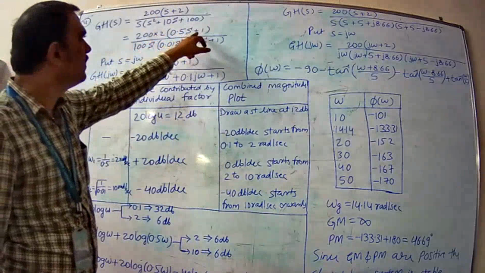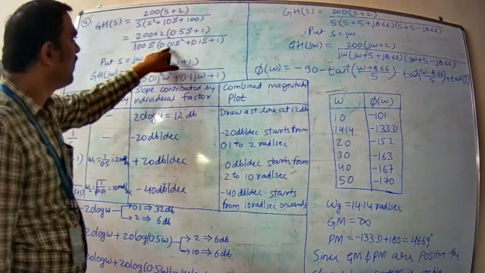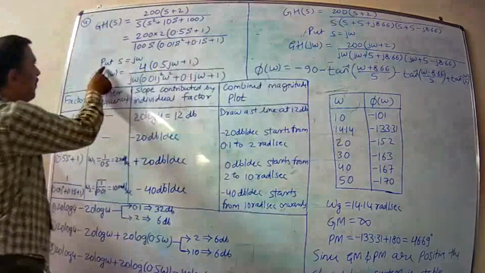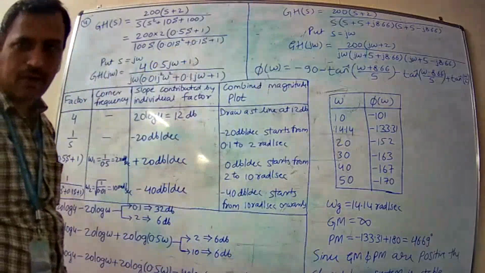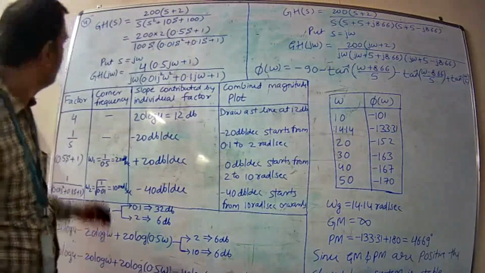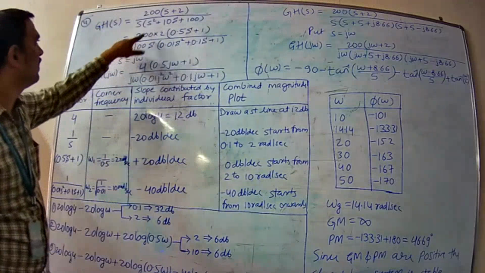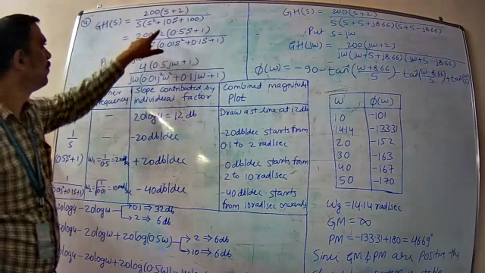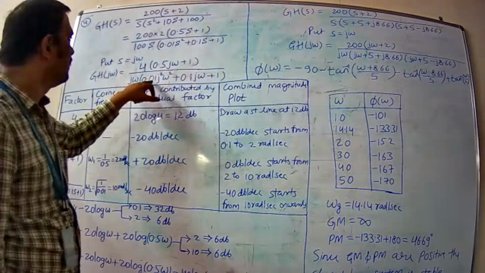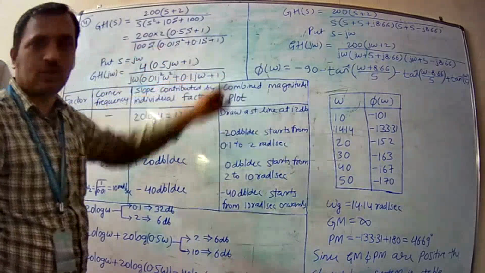This will become 0.5 into (s plus 1). If you take the 100 common here, that will become s into (0.01 s square plus 0.1 s plus 1). Then we have to substitute s is equal to j omega. After substituting, if you cancel 100 and 2 into 2, then 2 into 2 is 4. We get 4 into (0.5 j omega plus 1), divided by j omega into (0.01 j square omega square plus 0.1 j omega plus 1).